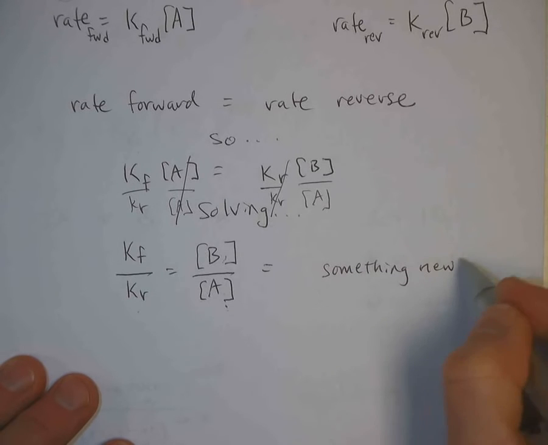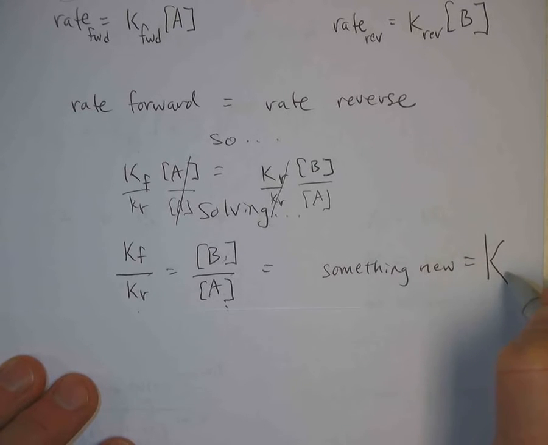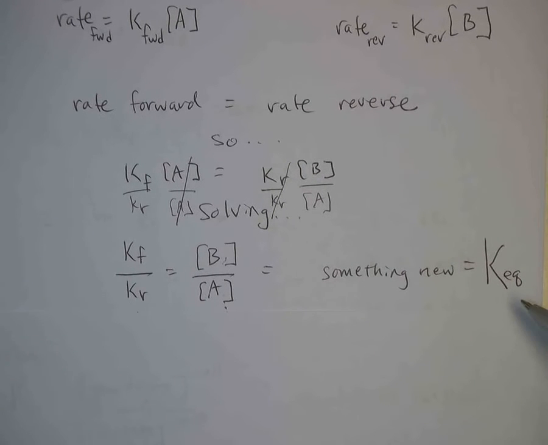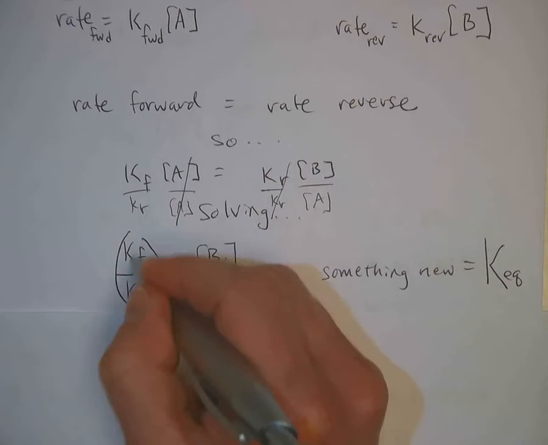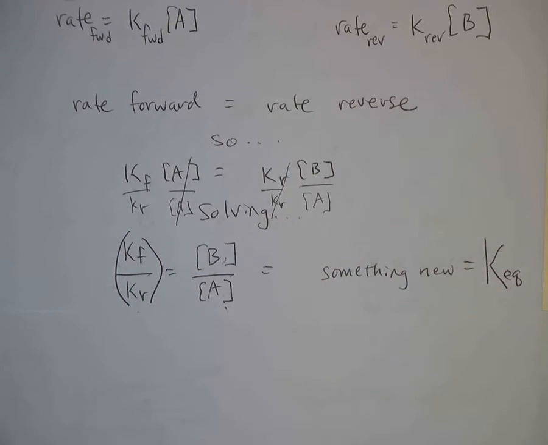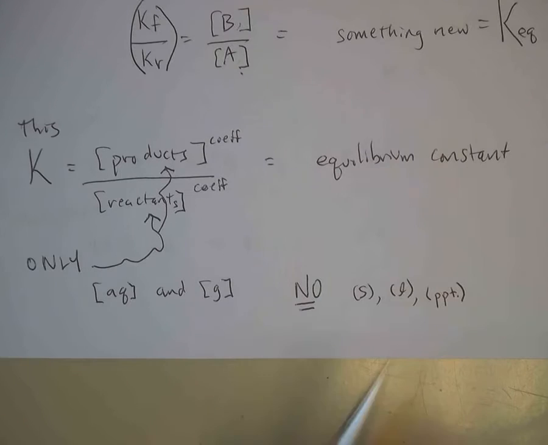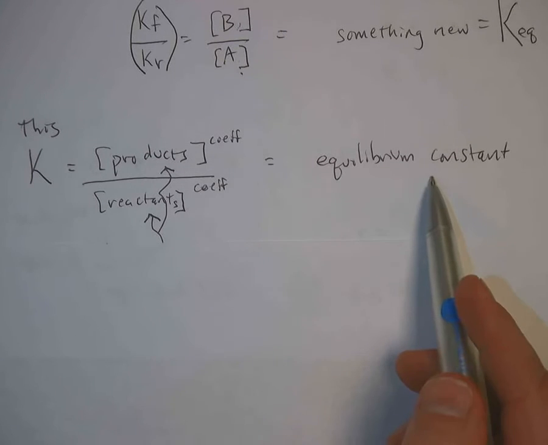This is equal to something new. This something new is discovered in Chapter 15. It is called capital K, and sometimes it has an EQ down below it. This is called the equilibrium constant. These two constants come together to form the equilibrium constant, and it is always equal to the products to the power of the coefficients divided by the reactants to the power of their coefficients.